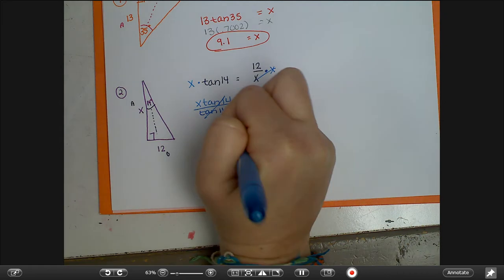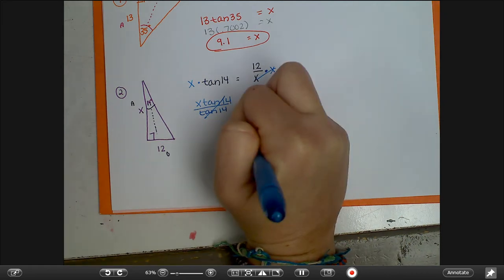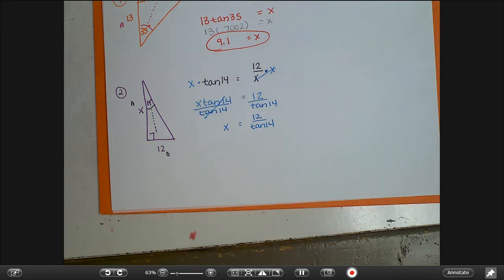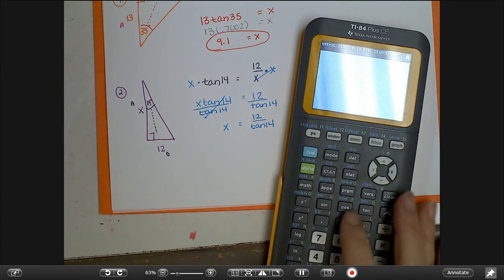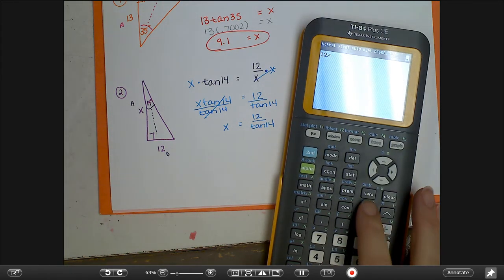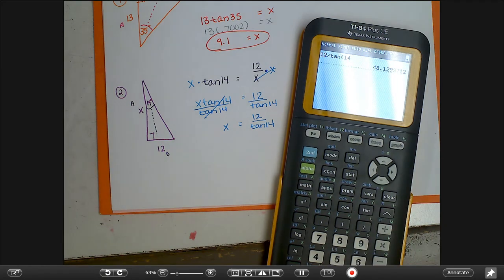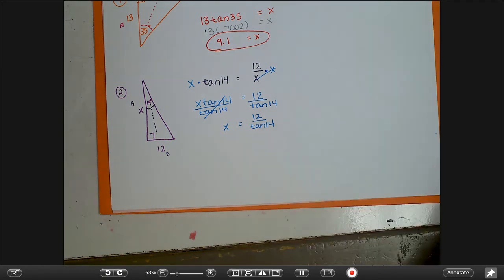So x equals 12 over tan 14. And then we just type that into our calculator. 12 divided by tangent of 14, 48.1.